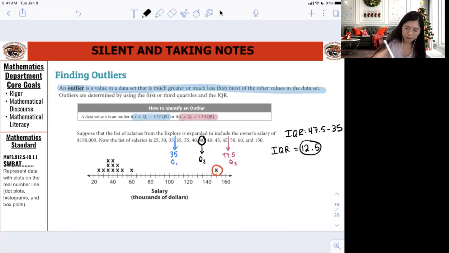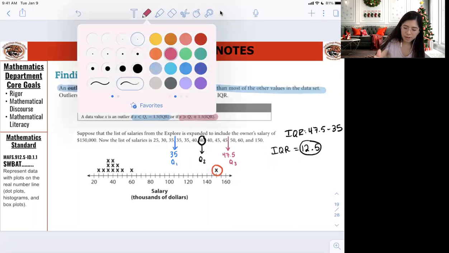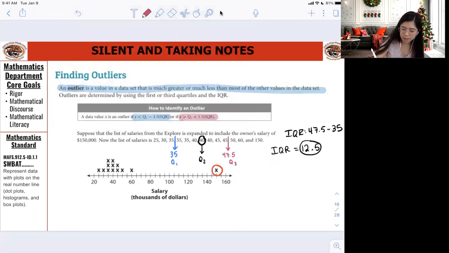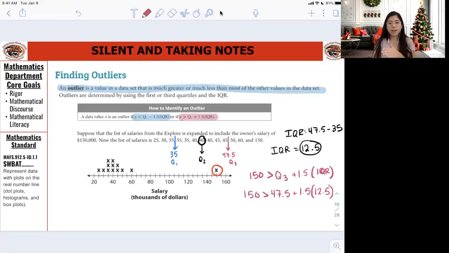I'm just going to copy down what I highlighted up above. If it's an outlier, then 150 has to be greater than Q3 plus 1.5 times the IQR. So let's fill in my blanks. 150 has to be greater than 47.5 plus 1.5 times 12.5. I just filled in Q3 as well as my IQR. And now let's do the math. Let's see if it works out.